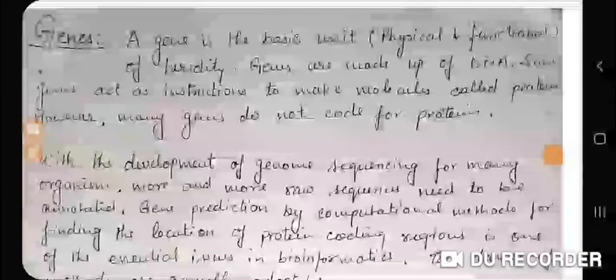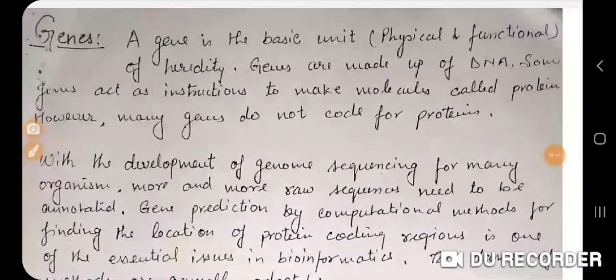Now we will discuss the gene. In general terms, a gene is a segment of DNA. It can be of variable size, it can be a small gene or a large gene. It varies and possesses different functions. A gene can possess a single function or multiple functions. It is the basic unit of heredity, meaning it transfers features from parent to child, or from generation to generation.